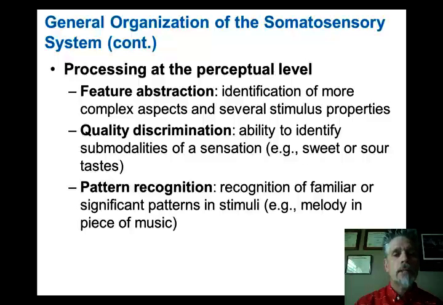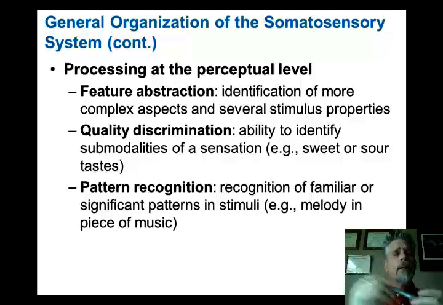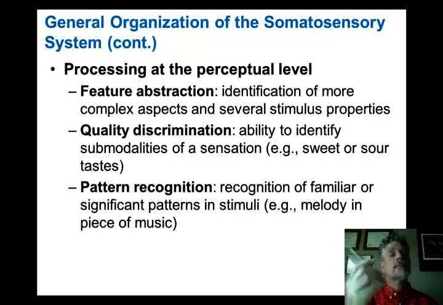Quality discrimination, submodalities of sensation. So for instance, we have different types of touch, right? We have light touch and we have deep touch. We have different types of chemoreceptors, taste receptors, and things like that. And then pattern recognition. So once I feel, oh, okay, this is a stylus, this is like a pen type of thing, then I get an image of it in my mind. It's like, do I have one of these? Oh yes, this is the one I use for my computer. It's not a writing one. I just had it in my hand recently, etc. Okay?